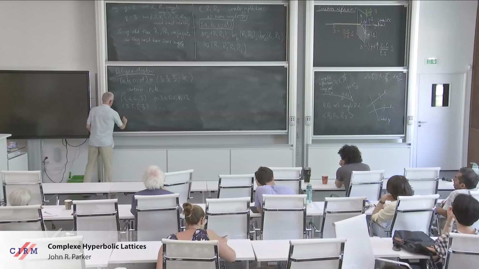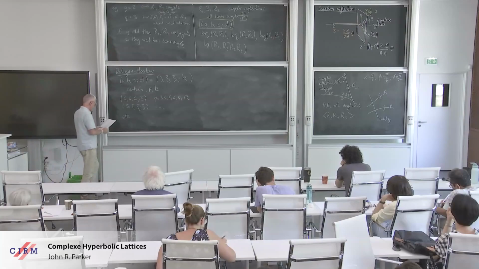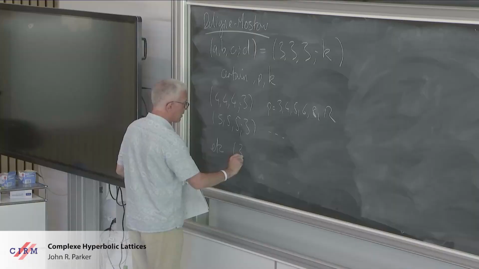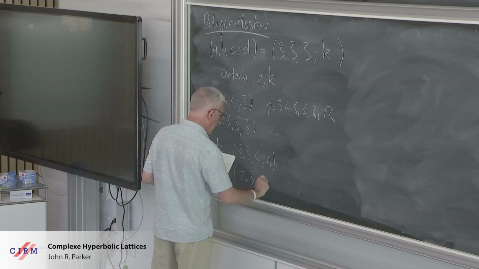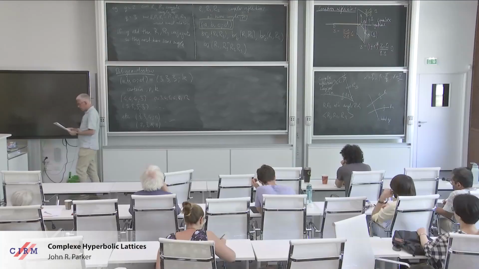So we also have some ones where they don't all have the same number. So we have some things that are sort of 3, 3, 4, n, and 2, 3, n, and so on. There's various different examples there.